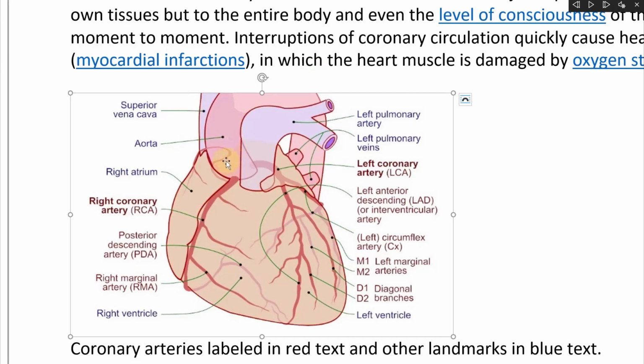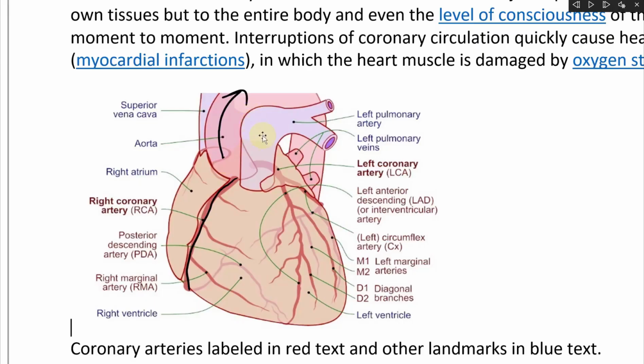Even though there's the main artery, the aorta, going out to the body, there's still that extra vessel to pump blood to the heart. There's the posterior descending artery, PDA, and then there's the right marginal artery, RMA. Everything is labeled.